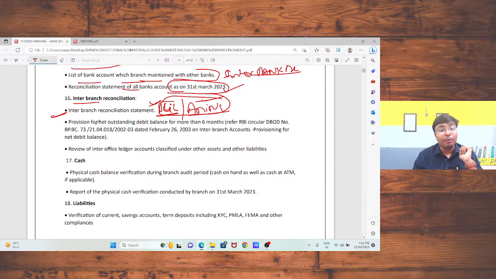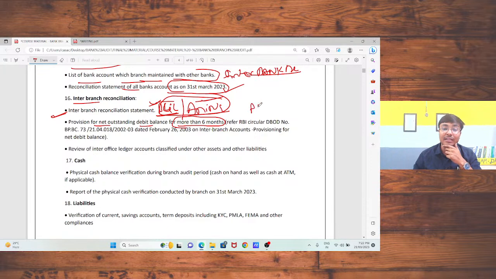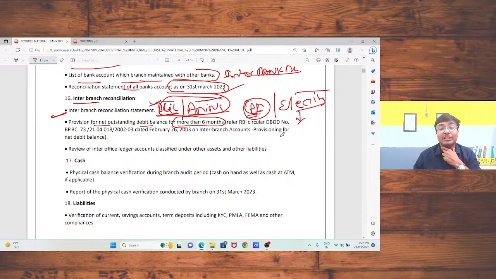Okay, sir. Provision for net outstanding debit balance for more than 6 months. If there is any entry which is outstanding more than 6 months, suppose there is an entry outstanding in the PF account, if there is any entry in the electricity account, if there is any entry outstanding with SBI, in that case these should be reported. हमको इन चीजों को रिपोर्ट करना है.